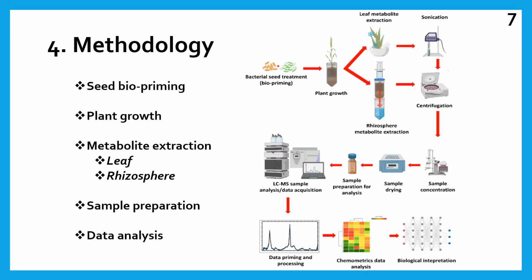So this is the methodology that we more or less applied. The figure that you're seeing shows the step-by-step, where the seeds of the wheat cultivars, these were susceptible wheat cultivars and resistant wheat cultivars to stripe rust, were bioprimed, that is, coated with the bacterial strains, and then planted in perforated falcon tubes. From there, both the leaves and the rhizosphere were extracted and then analyzed using LC-MS.